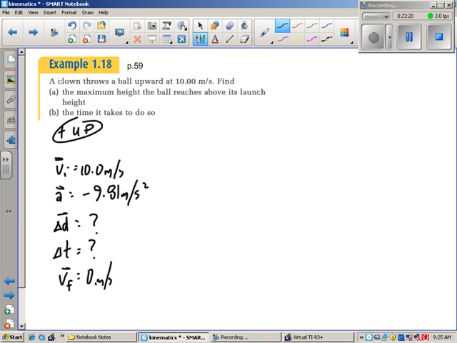I don't care which one you find first, D or delta T. Even though the questions are separated as A and B, you get something like this on a test and you solve B first, that's absolutely fine. What do you want to do? Which equation, which variable do you want to solve for first? D or T?